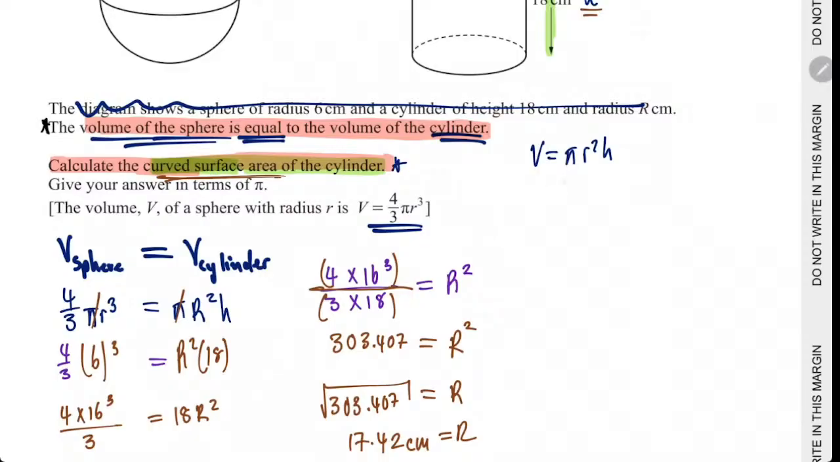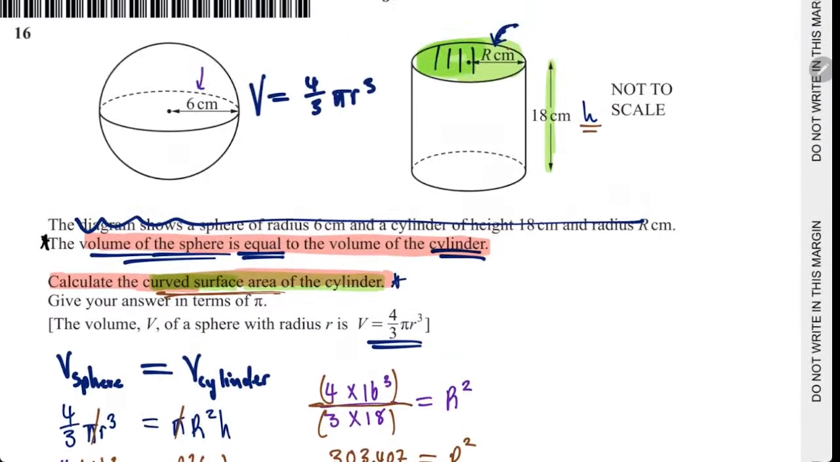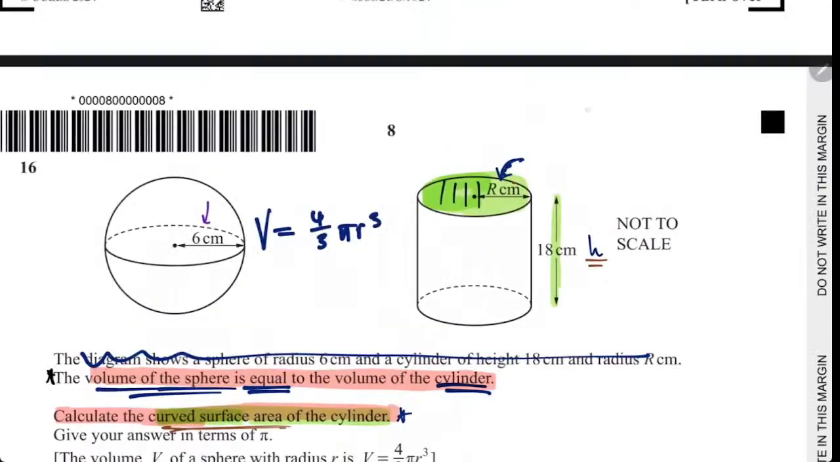Now we are going to find the curved surface area of the cylinder. Right. Here's the thing. Cylinder, when you open it, this is a cylinder like this. Okay? Like that. If you open it up this way, you pull here, then you pull here, you are going to get a rectangle.